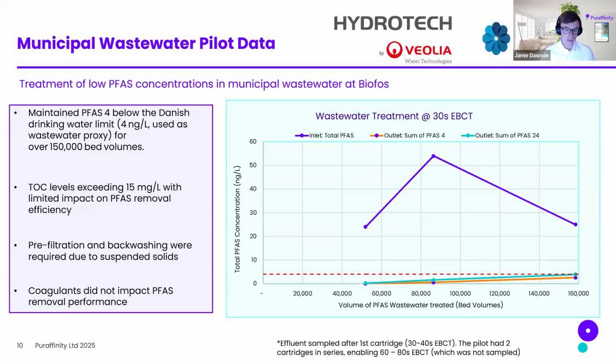Here, the concentrations are considerably lower than the previous site, about 10 times lower. But on the wastewater side, you're dealing with some different water matrix, so a bit higher TOC levels. Also got some coagulants and then some other things like phosphorus and nitrogen and so on, which are typically in a bit higher concentration compared to groundwater.